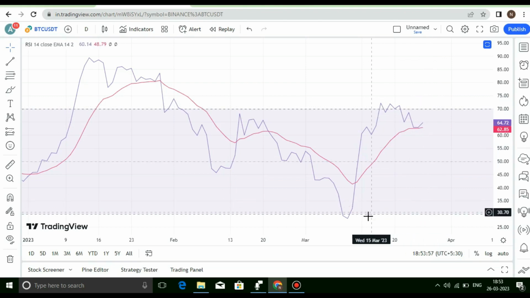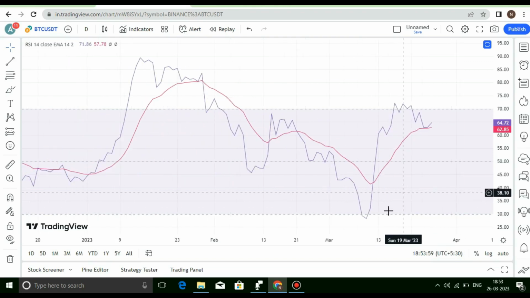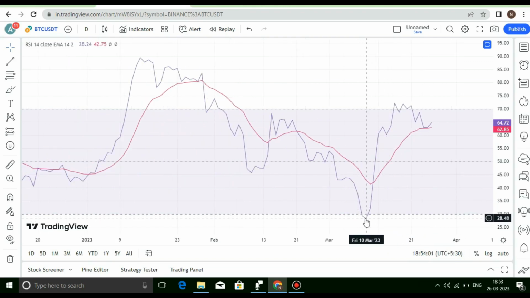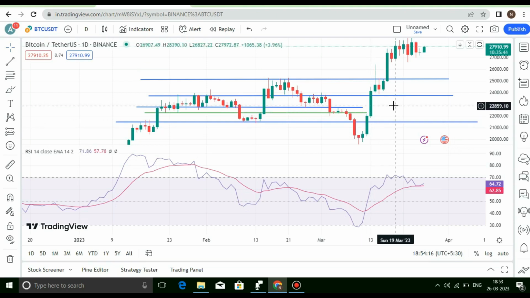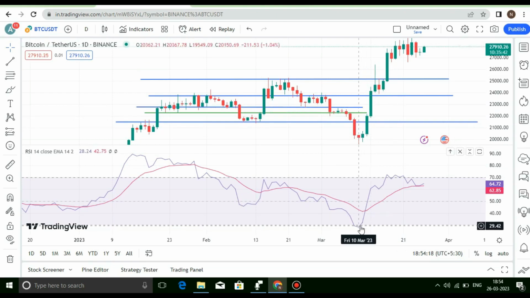So here you see the RSI got below 30, and the guys who have purchased assets at this time, let's see how much profit they would have made in Bitcoin. 7.54%, 9.62%. There's a huge amount of profit they would have made if they had purchased when the RSI was below 30. So this is the magic of RSI, guys.